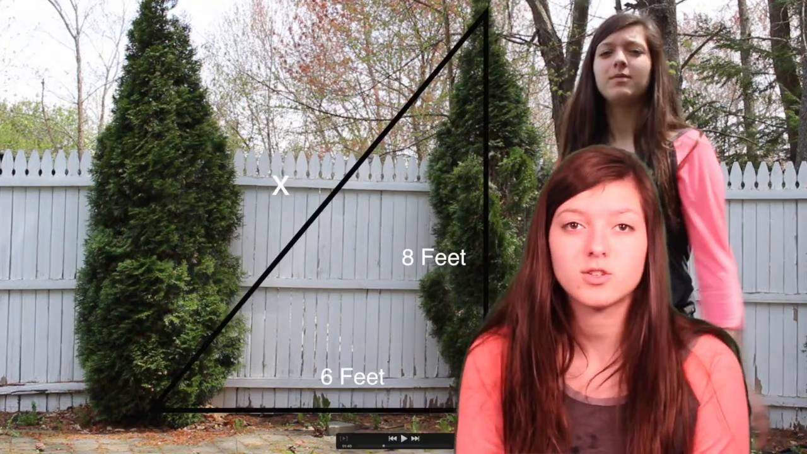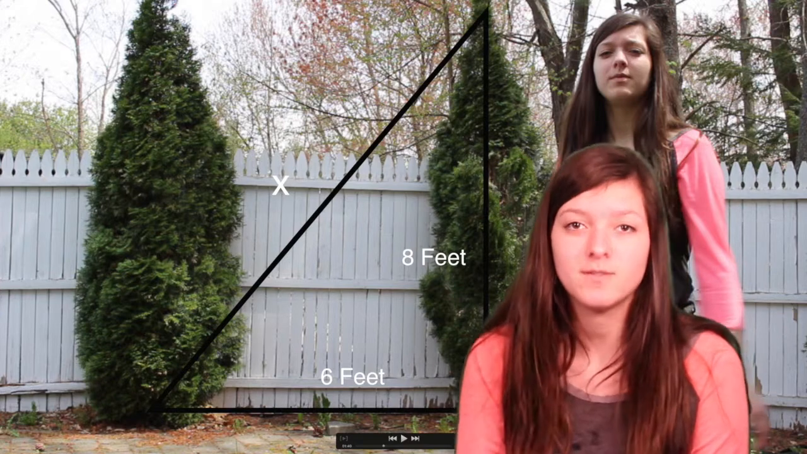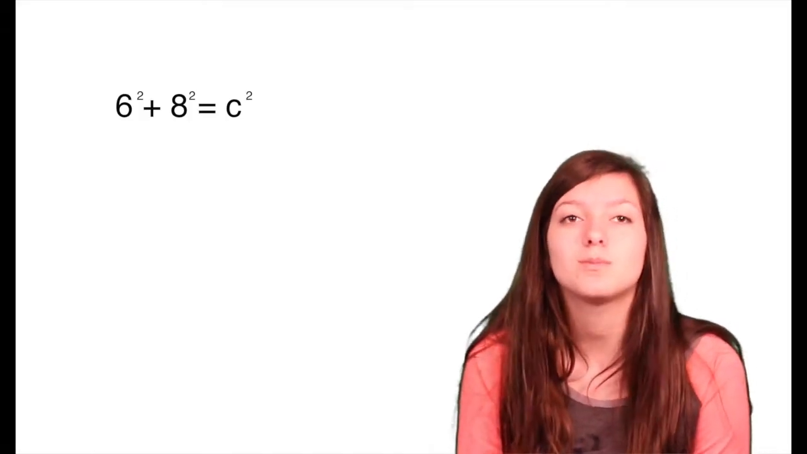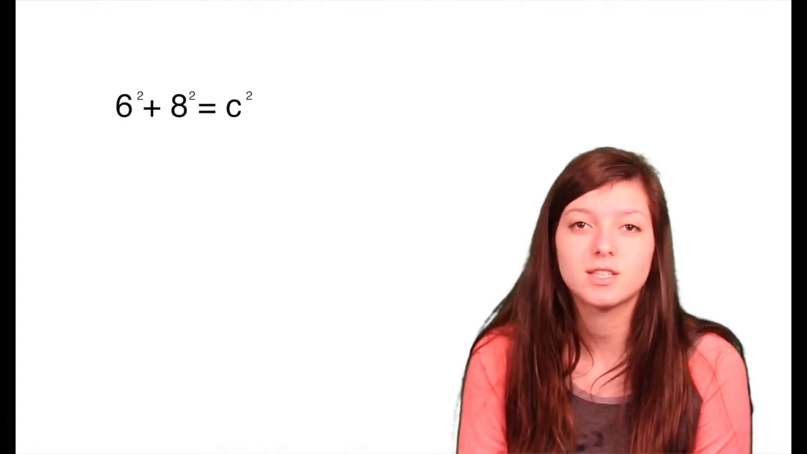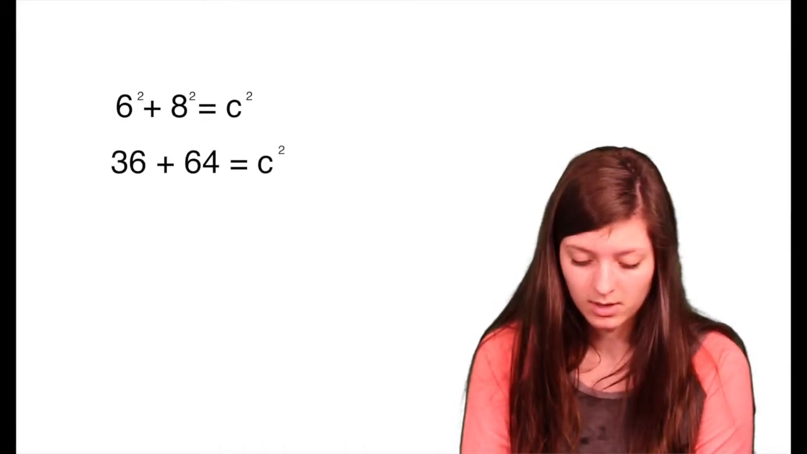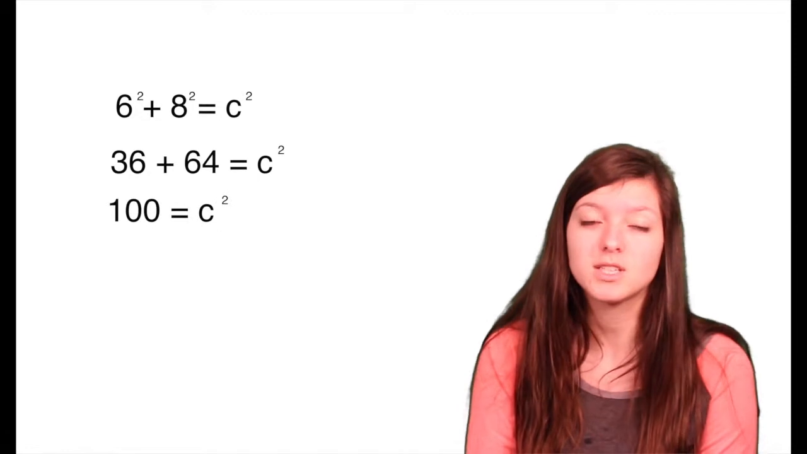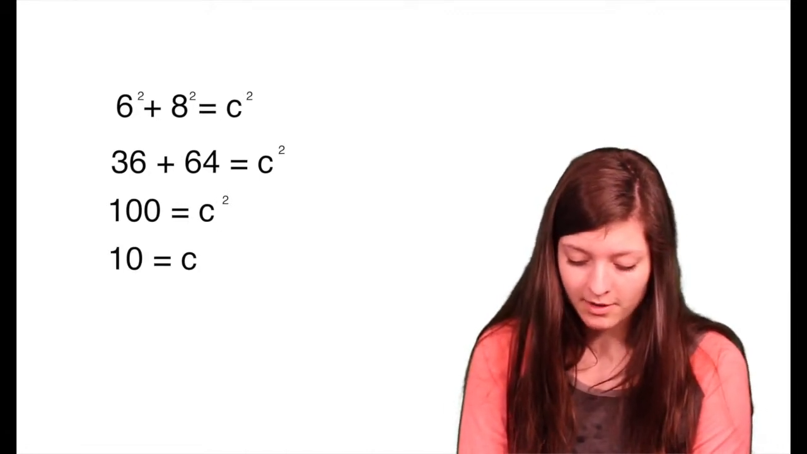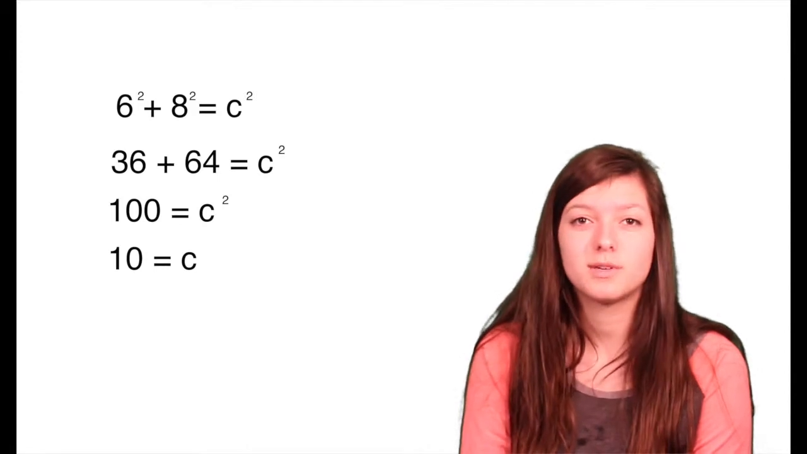The distance between the trees is 6 feet and the trees are 8 feet tall. We can plug 6 and 8 into the equation a squared plus b squared equals c squared and get 36 plus 64 equals c squared. This equation equals 100, so we can take the square root of 100 and get 10. This is a Pythagorean triple because all three lengths are whole numbers.